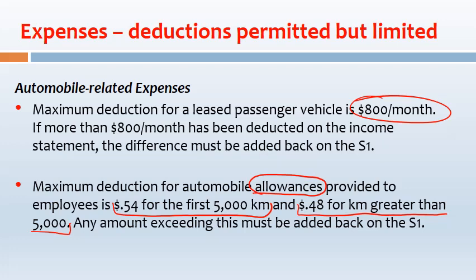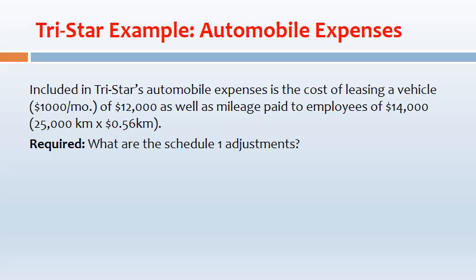The first 5,000, you would be able to deduct 54 cents. And then subsequent to that, any additional kilometers you could deduct at a rate of 48 cents per kilometer. Any amounts exceeding that have to be added back on the Schedule 1. Again, we're going to tie this back to TriStar with some automobile expense examples.